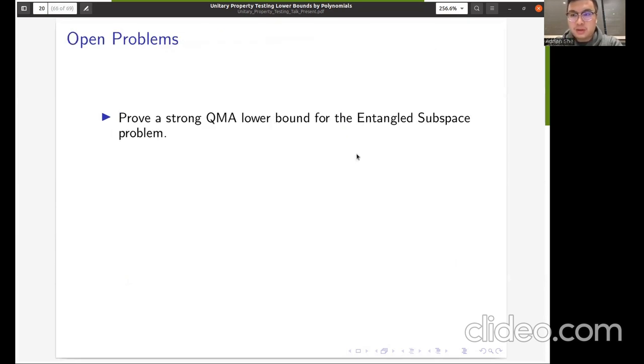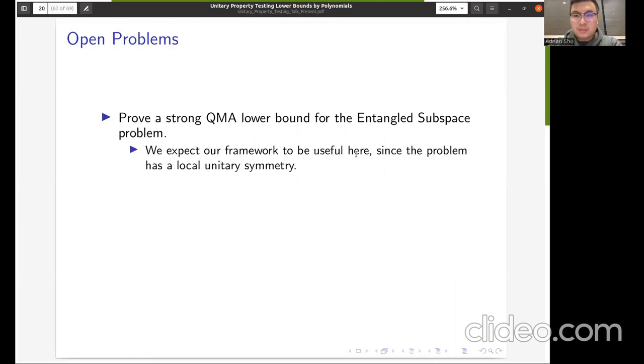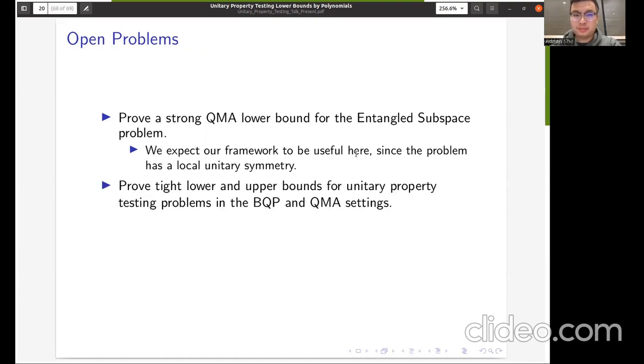The main open problem left by this work is to prove a strong QMA lower bound for the entangled subspace problem. We observed that the problem has a local unitary symmetry, and so we expect our observations that connect symmetries of property testing problems to lower bounds to be useful in this setting.